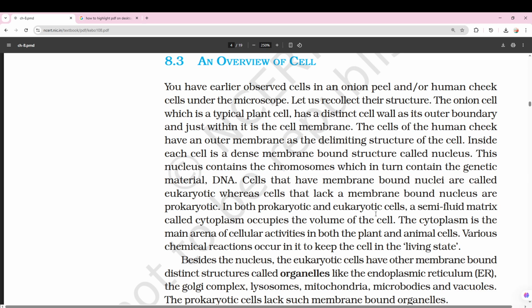In both prokaryotic and eukaryotic cells, a semi-fluid matrix called cytoplasm occupies the volume of the cell. The cytoplasm is the main arena of cellular activities in both the plant and animal cells. Various chemical reactions occur in it to keep the cell in the living state.